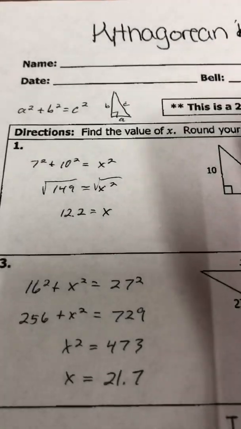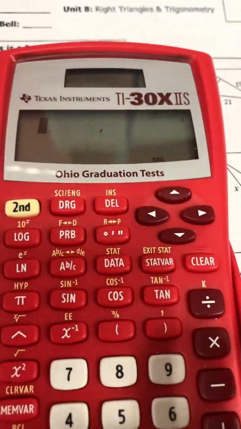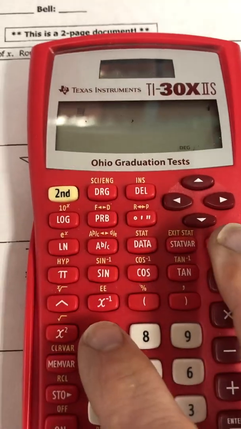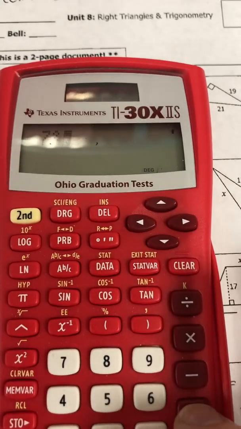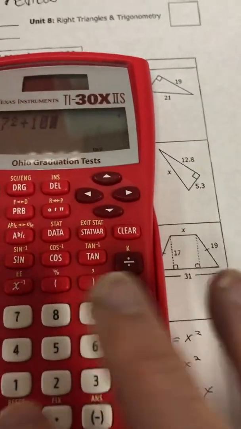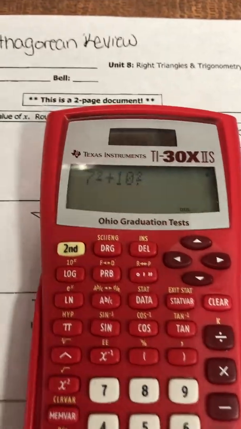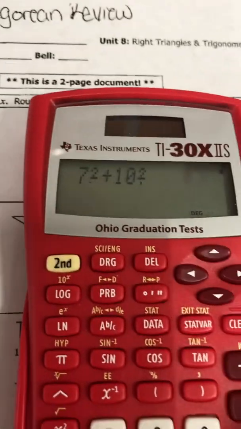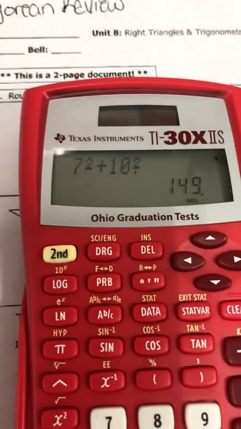You'll get 12.2. How do you do square roots? Okay, let's do this one on the calculator, just in case you need it. I never know what's going on at home and if you're able to do this or not. So I have 7 squared plus 10 squared, and that's going to be equal to 149. So I want to take the square root of that 149.